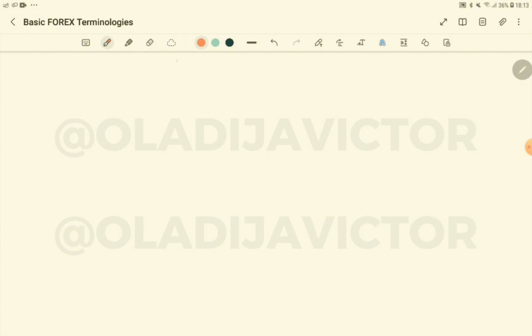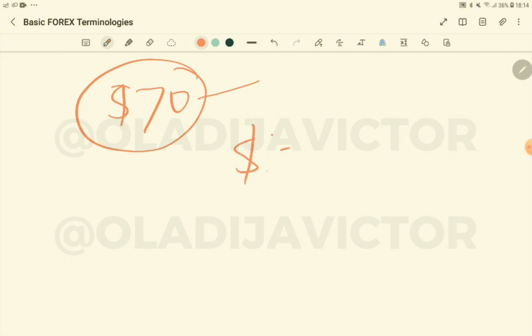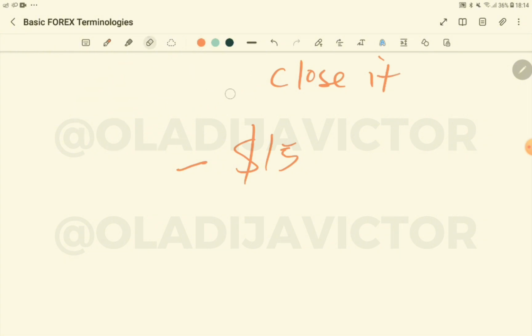The reason why I'm saying this is because some people can have a profit of like $70 and they will not close it because they are waiting for it to get to 100. And if they now leave it and go somewhere, they will come back and see that it's already minus 15. So the $70 was not your own because you didn't close it. It only becomes your own when you close it. I hope you get that.